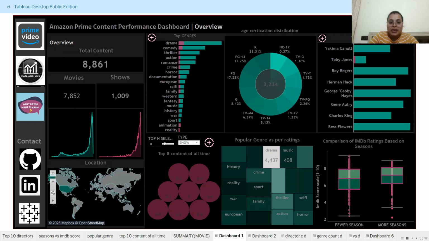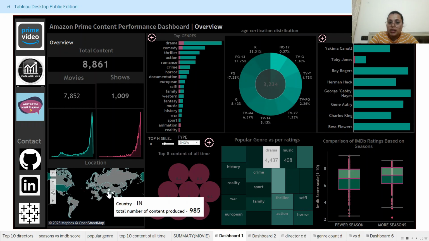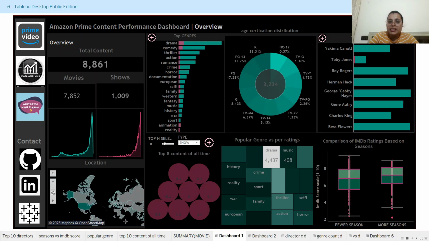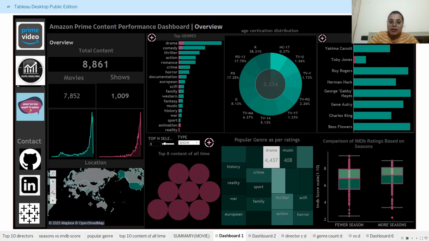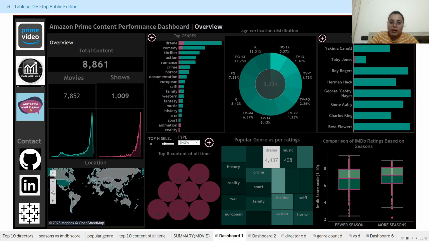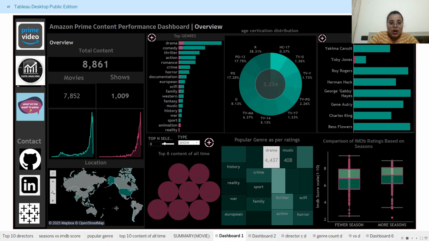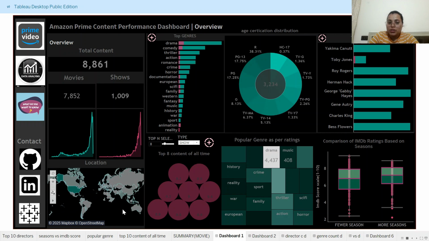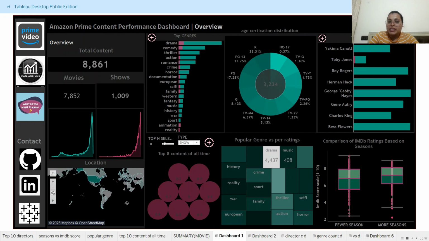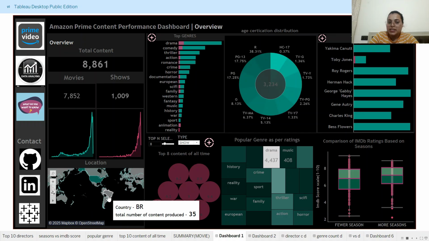5070. If we talk about India, the total content is 985, and this data is by the year 2022. We are not having the data for 23, 24, and 25. Also, if we talk about Brazil, the total number of content produced is 35. It's very less. So what can we do? We can get the insight on why it is the case.